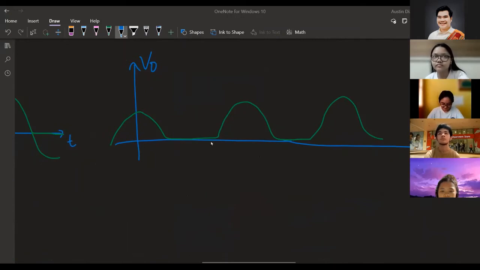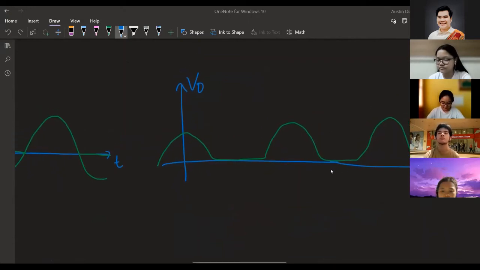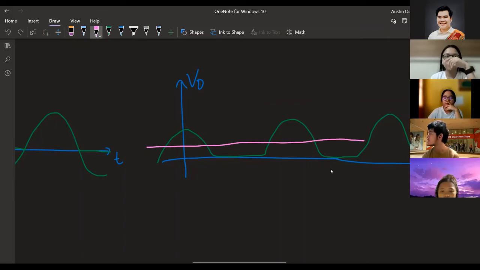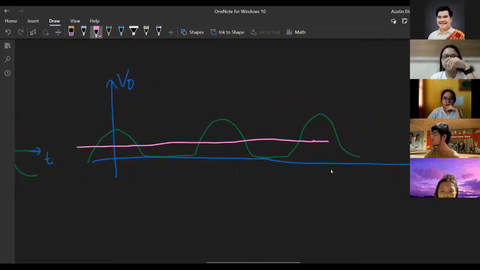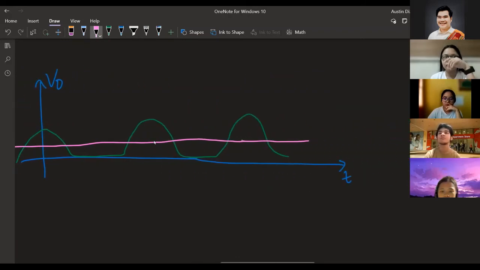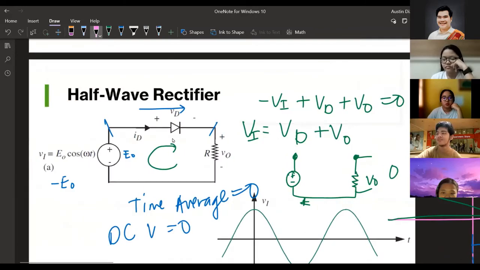Almost DC ito kasi kung kukunin mo yung time average nito, meron kang value na lalabas. So walang nagka-cancel out na voltage dito. Okay? Effectively, meron kang DC na ganito kataas. Ganito kataas na DC. Okay, kasi pag in-average mo itong dalawa, di ba, kalahati lang yung lalabas. Okay? Okay. So, ayan yung half-wave rectifier mo.